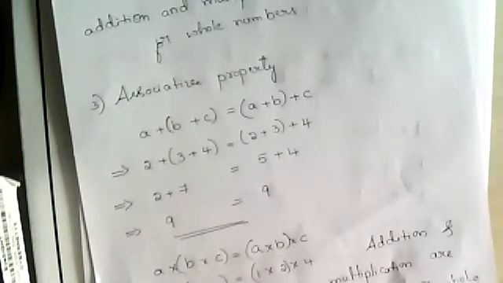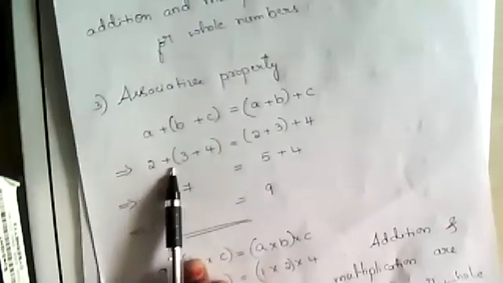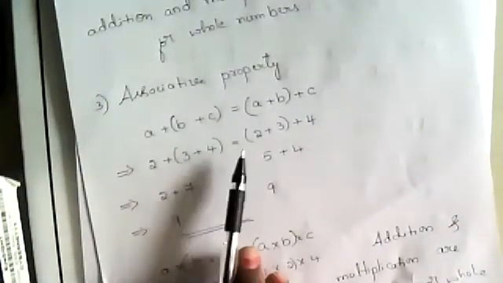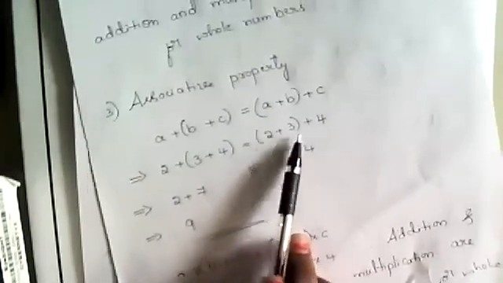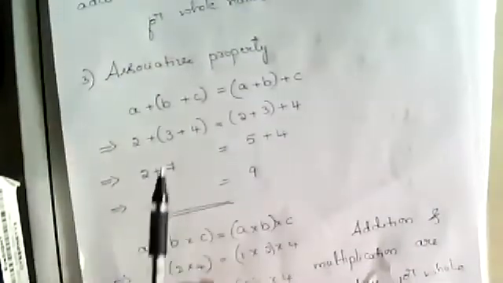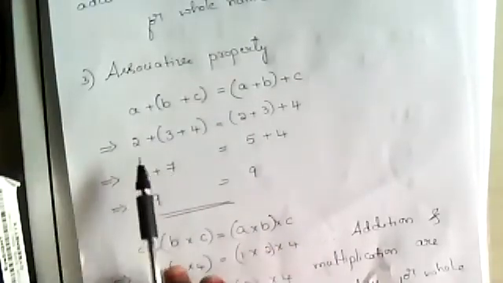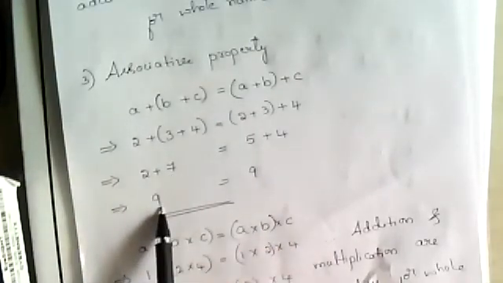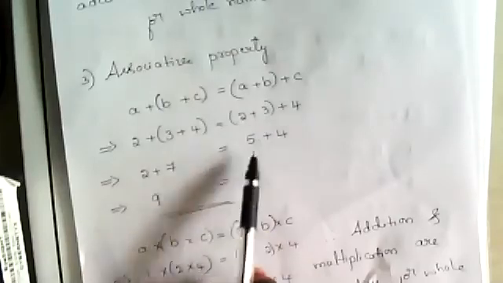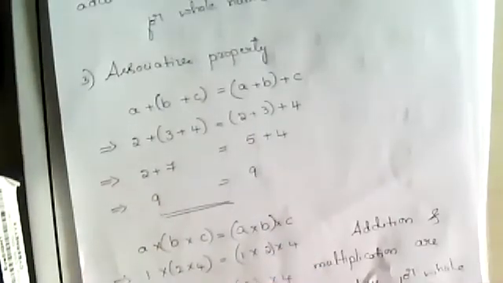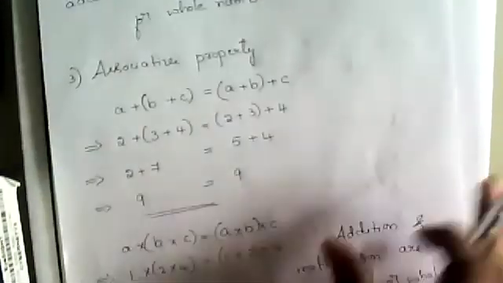Yeah, very good. So 2 plus (3 plus 4) equals (2 plus 3) plus 4. Here we have grouped 3 plus 4 and here 2 plus 3. So 3 plus 4 equals 7. 2 as it is, 2 plus 7 is 9. 2 plus 3 is 5, 4 as it is, 5 plus 4 is 9. Understand? So a into b into c, a into b into c.